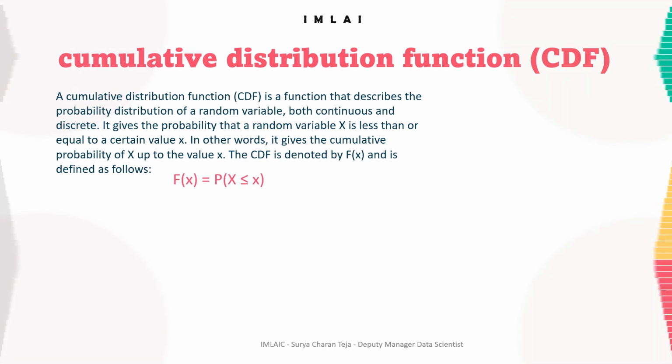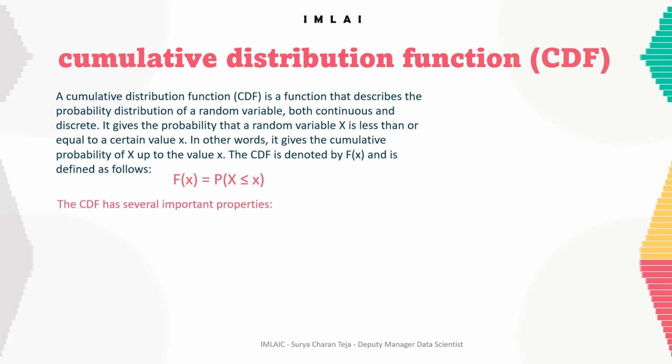Capital F of x is equal to P of capital X, the random variable, less than or equal to small x, that is any value. So in this equation, small x is any real number, and probability of capital X less than or equal to x is the probability that X takes on a value less than or equal to small x.